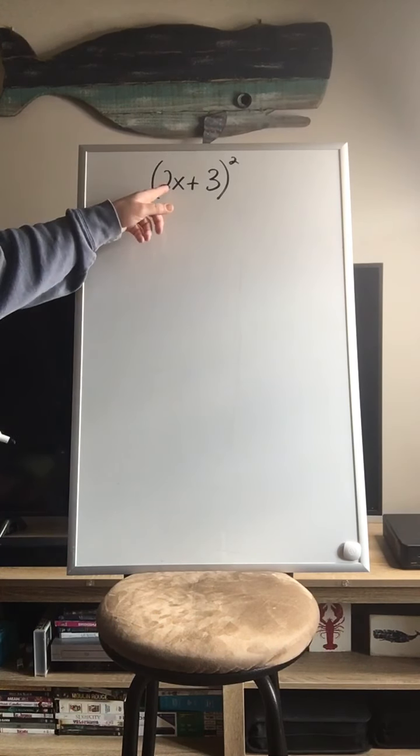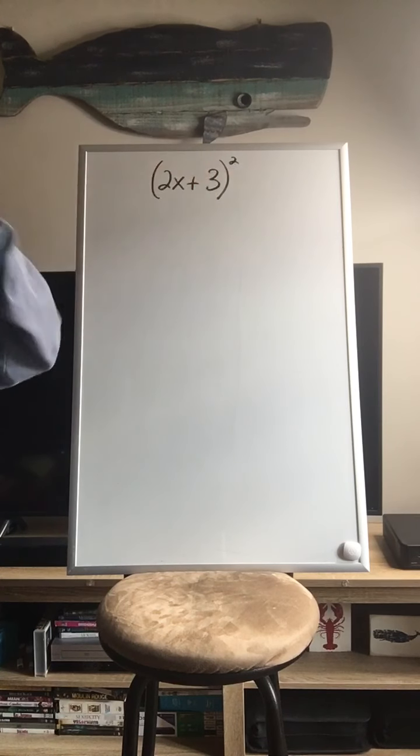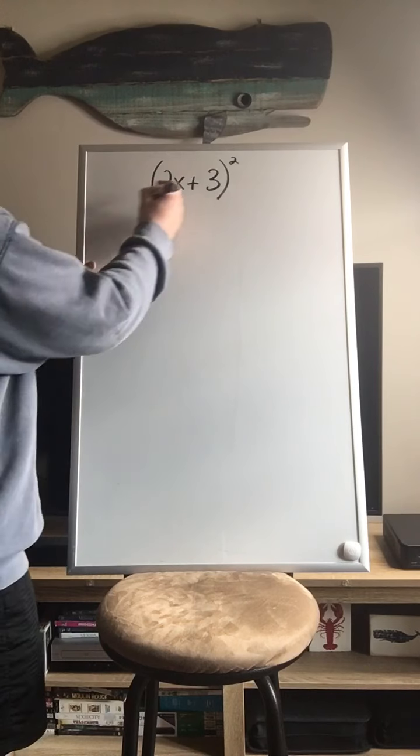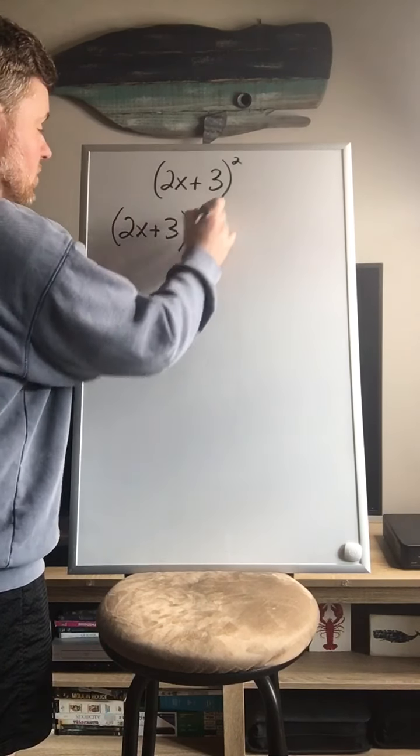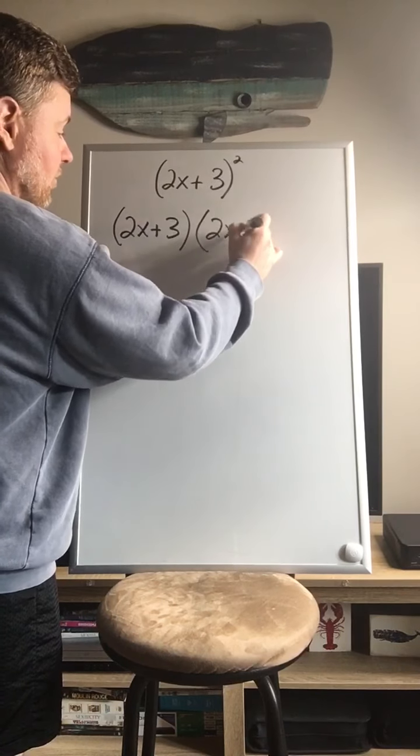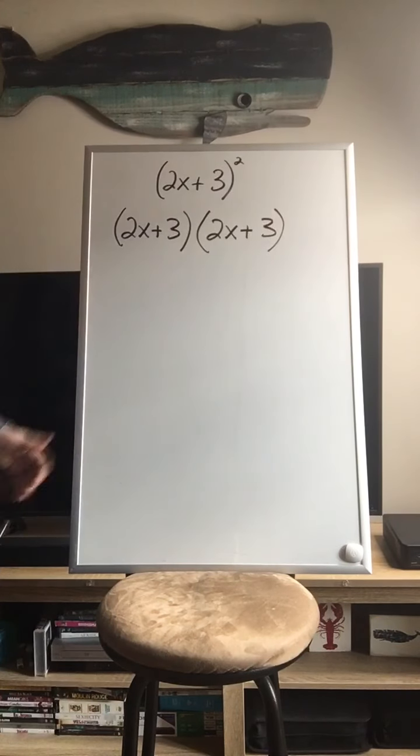So if you have something like this, (2x + 3) raised to the second power, what this means is that you have to take 2x + 3, and when something's raised to the second power, it means you need to multiply it by itself. So you need to multiply out that polynomial times itself.